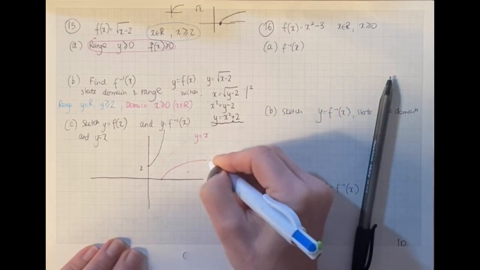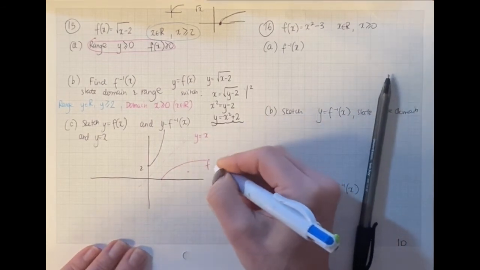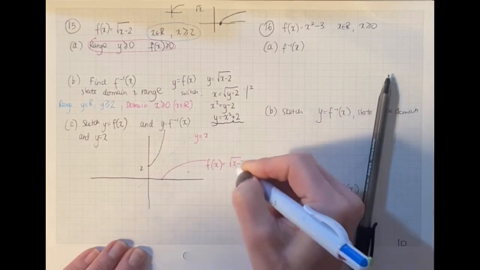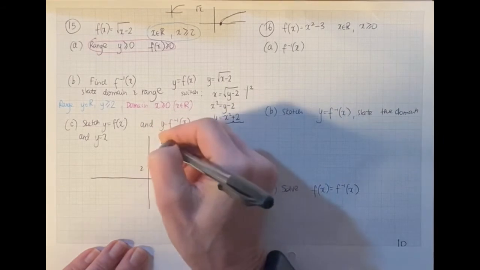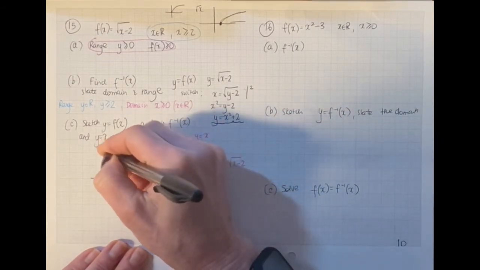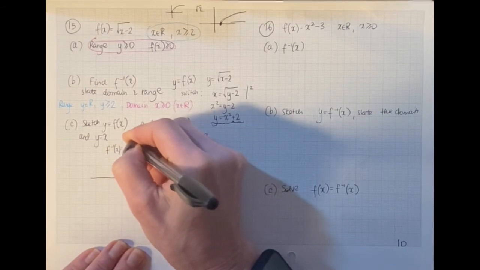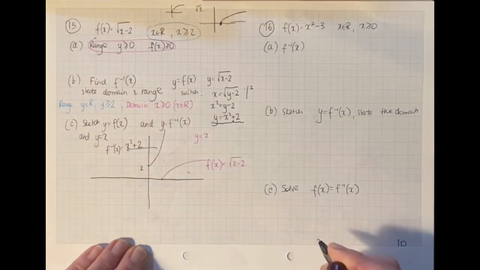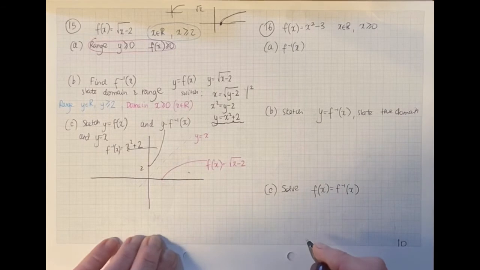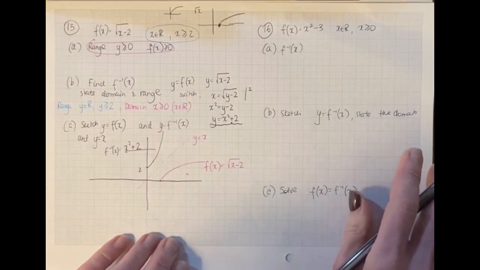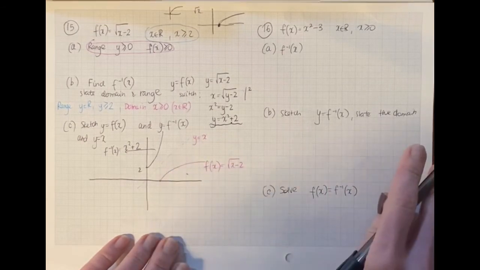So this is the original function, f of x, square root of x minus 2. And this is the inverse, f minus 1 of x is x squared plus 2. Okay, we're not asked to solve anything else. There you go. There's no point of intersection with y equals x.